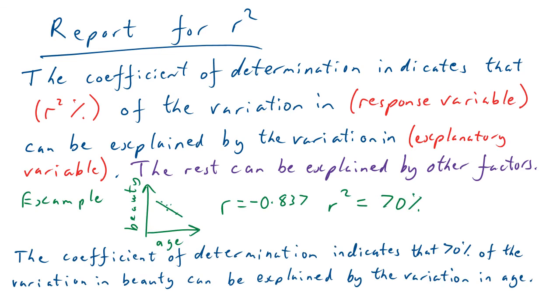And going on to our example of age and beauty, if we take the square of negative 0.837, you get a positive number because a negative times a negative is a positive. And if you make that into a percentage, you get about 70%. So you could say the coefficient of determination indicates that 70% of the variation in beauty can be explained by the variation in age. I'll let you figure out what the other factors are.